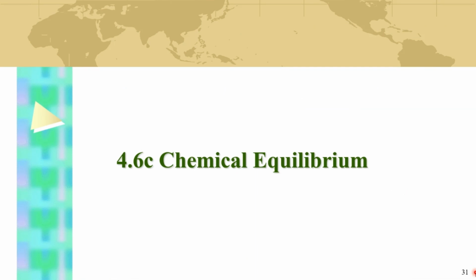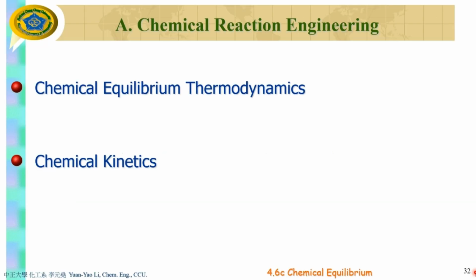Right. So the next topic will be 4.6c, chemical equilibrium. So what is chemical equilibrium? As a chemical engineer, you need to know two important things. The first is called chemical thermodynamics, 化工热力学. Another one is chemical kinetics, 化工动力学.